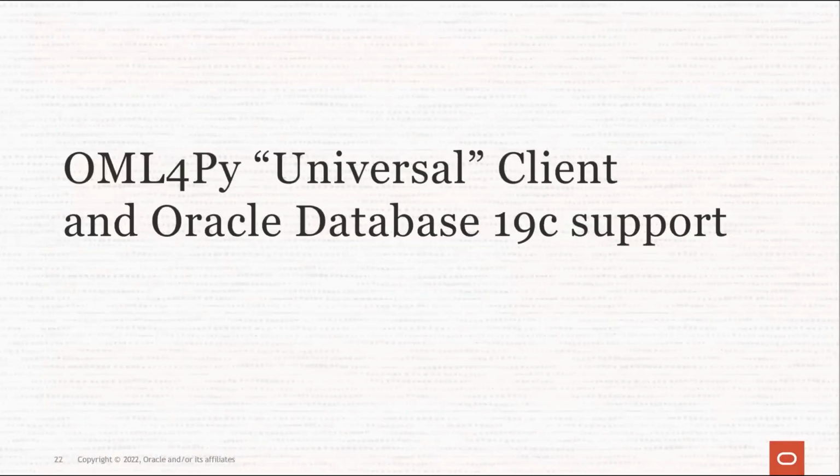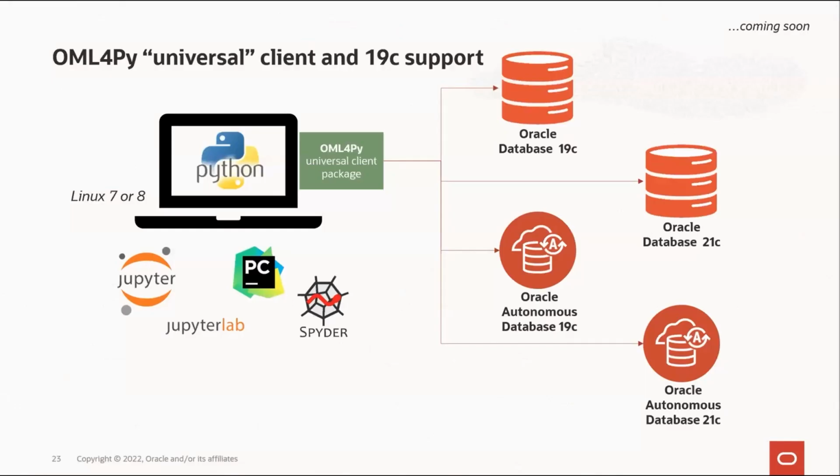So let's move on to the coming soon OML4Py Universal Client and Oracle Database 19c support. OML4Py was introduced on premises for the 21c innovation release. However, with many customers using the long-term 19c release, we'll be making OML4Py available on 19c as well. The OML4Py Universal Client allows a standalone Python engine on Linux to connect to supported database versions of both 19c and 21c for Autonomous Database and Oracle Database. So one package can be used to access each of these.